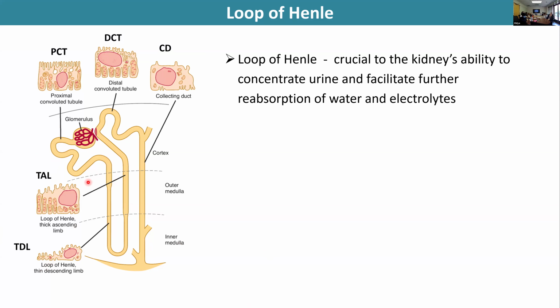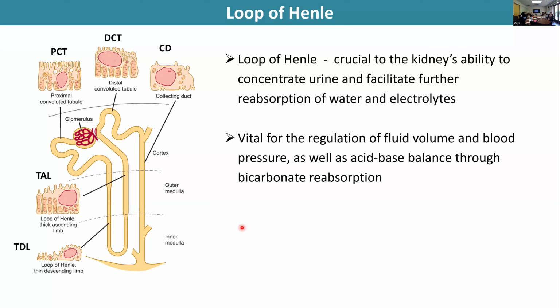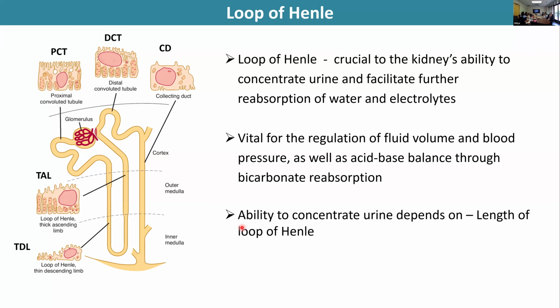Like I said before, because of the hyperosmotic interstitial fluid, a lot of reabsorption happens here. The concentration happens in the loop of Henle region. And this is very important because it regulates the fluid volume and thereby the blood pressure, and also the acid-base balance with the bicarbonate reabsorption. So the ability of the kidney to concentrate the urine depends upon the length of the loop of Henle.